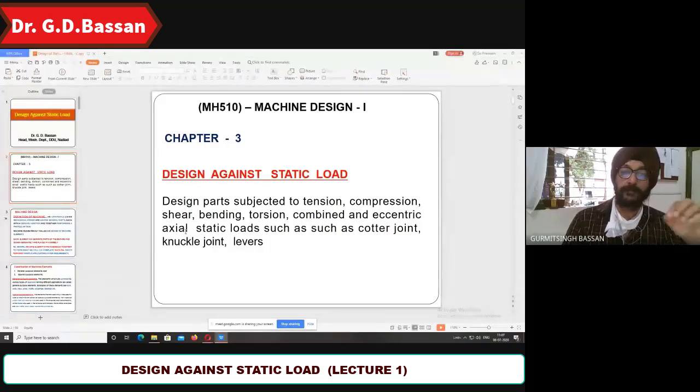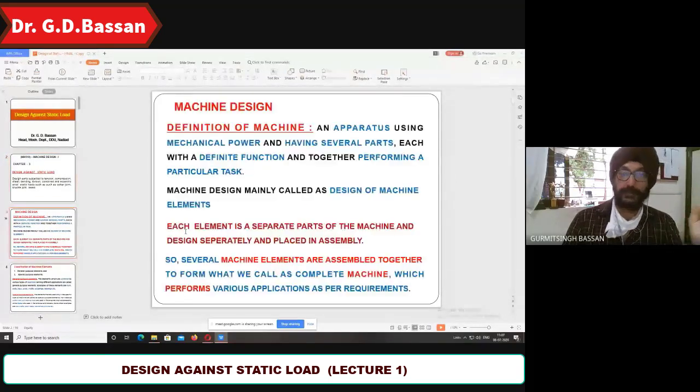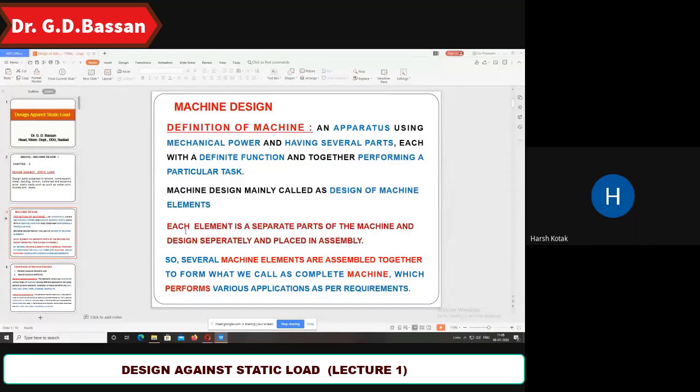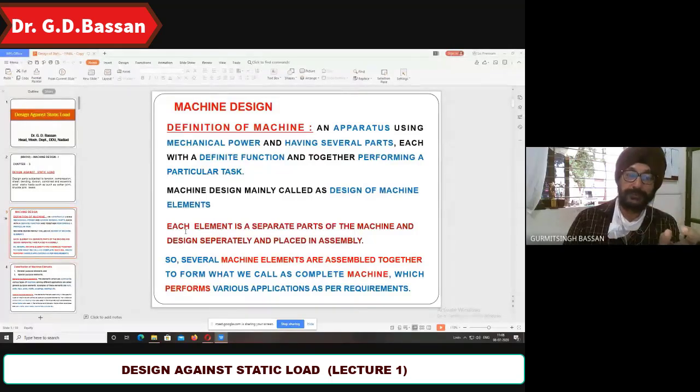Okay. Now, before going to this, what is machine design? Machine design comes from two words. One is machine, another is design. So when you are going to design a machine, what is a machine? A machine is nothing but an apparatus using mechanical power and having several parts, each with a definite function and together performing a particular task.